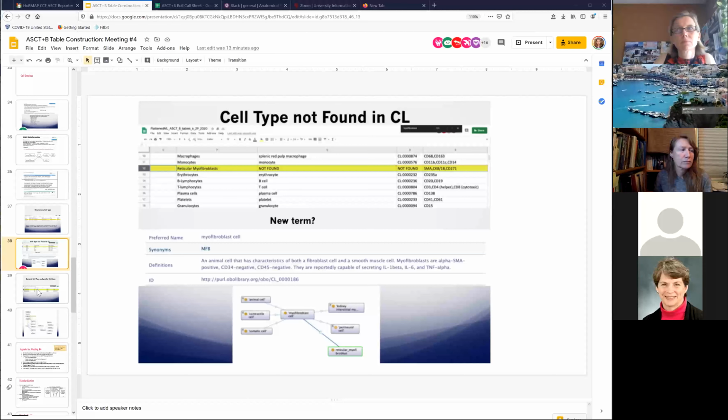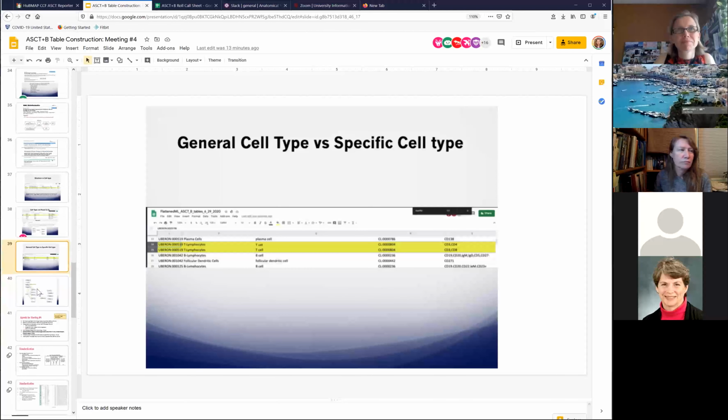And then the last, I don't know how many minutes I have. I think I have one other slide. Another issue was general cell type versus specific cell type. Again, in this table, I found that they were listed as T cell type, and they were all referring to the same cell ontology class, the general class of T cell. But looking at the markers, you could see that they were two different types, because one was CD4 and the other one was CD8.